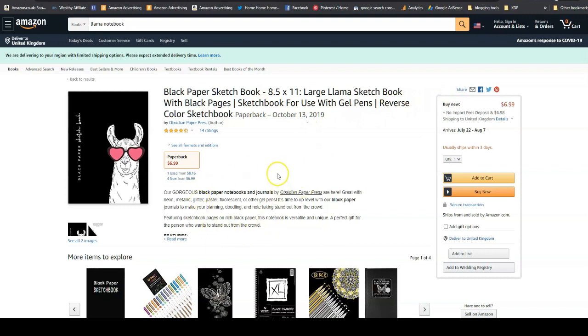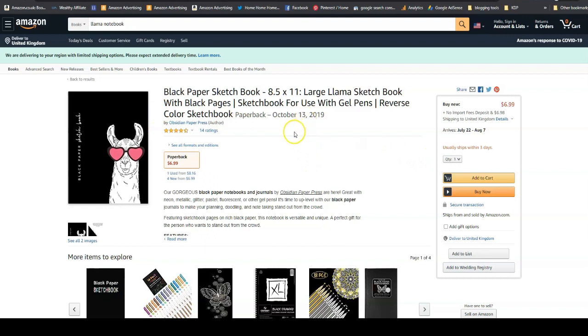Not many people read this description, and this makes it completely clear exactly what this book is. So this is a really good example. Reverse color sketchbook. So anything that you can put in the subtitle that explains the notebook is great.